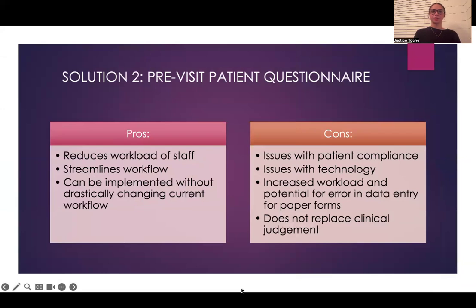Implementing a pre-visit fall risk screening would be beneficial for several reasons. It would reduce the workload of nursing and provider staff, streamline workflows, and can be implemented without drastically changing any staff member's workflow. However, this implementation may be complex due to issues with patient compliance or technology barriers. When patients do not complete this data before arrival, it can lead to incomplete and inconsistent information. And some patients may struggle with the digital format, requiring a paper form, therefore increasing the workload of registration staff. In addition, these digital screening forms do not replace clinical judgment, and patients may require more in-person assessment.